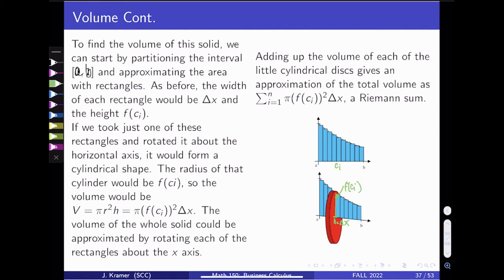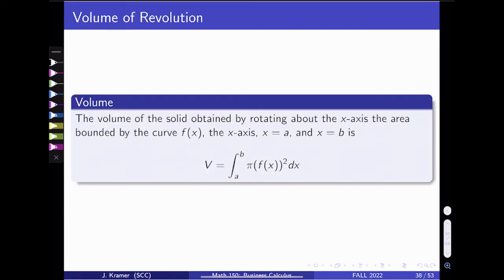The volume of the whole solid could be approximated by rotating each of the rectangles about the x-axis. Adding up the volume of each of the little cylindrical discs gives an approximation of the total volume as a Riemann sum, which would be the sum from i equals 1 to n of pi times f of c i squared delta x, where this value is pi r squared because the radius would be the function value. So formally, if we take the limit as n approaches infinity of the Riemann sum, we end up with the integral for volume on the interval from a to b as the integral from a to b of pi times f of x squared dx.